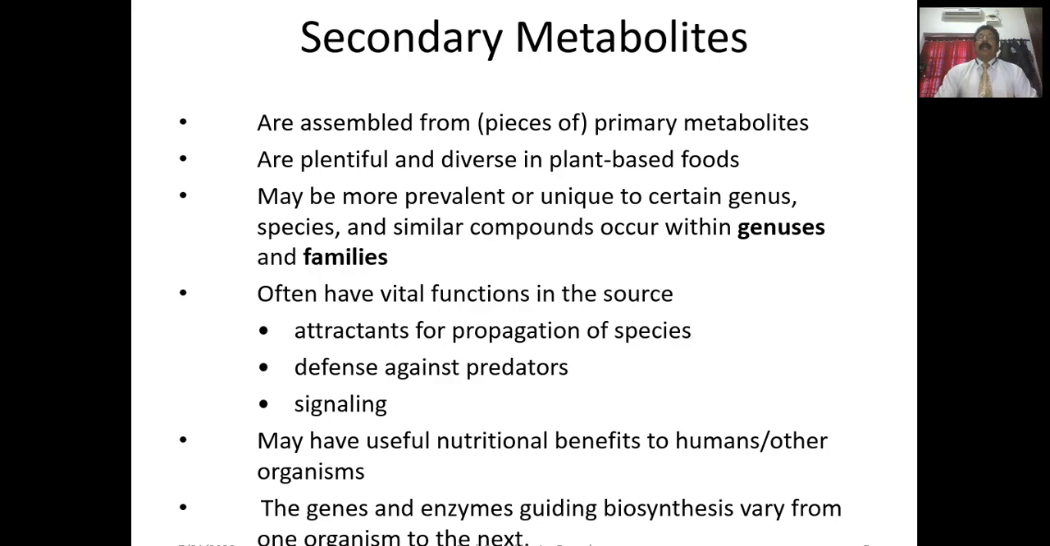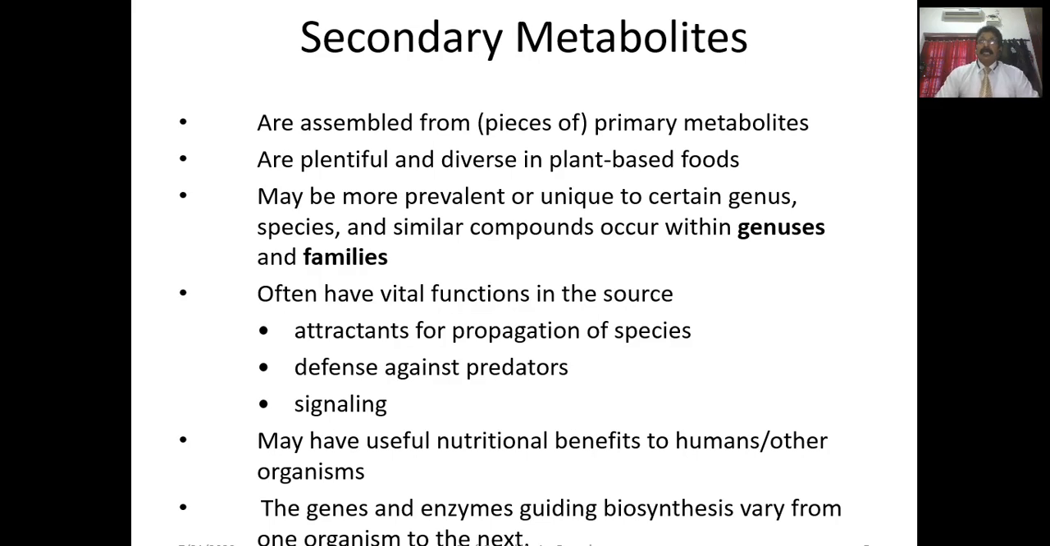compounds, and their active ingredients often have vital functions as source attractants and in propagation of the species. Secondary metabolites are sometimes used by the plant to attract birds or other animals, which carry the seeds from one place to another for propagation. They also serve as a defensive mechanism against predators. Sometimes the flavor or smell of a secondary metabolite keeps predators or attacking insects from coming near a particular flower or plant. That is also one way plants protect themselves, by producing secondary metabolites.